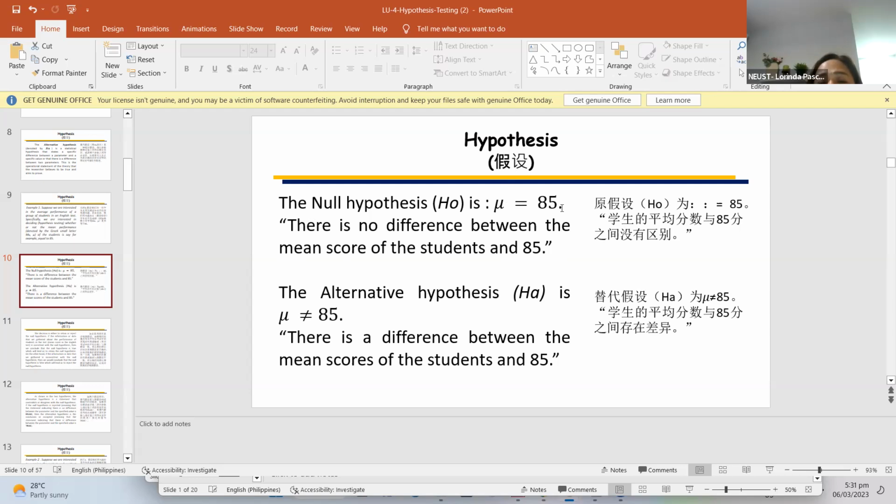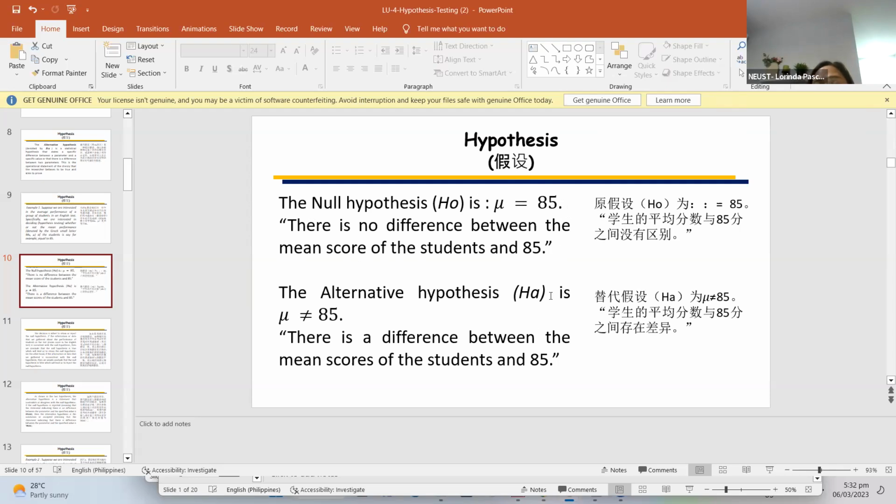So the null hypothesis H0, which is mu is equal to 85, in words can be translated as there is no difference between the mean score of the students and 85. Why? Because in the mathematical statement, they are equal.